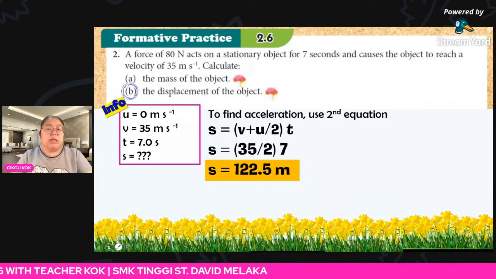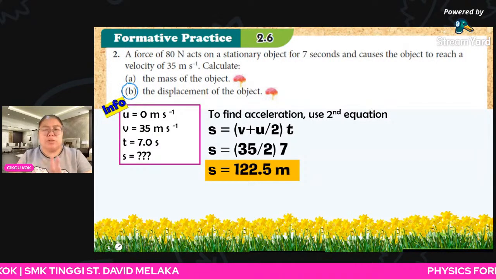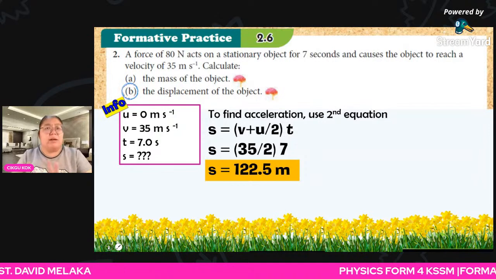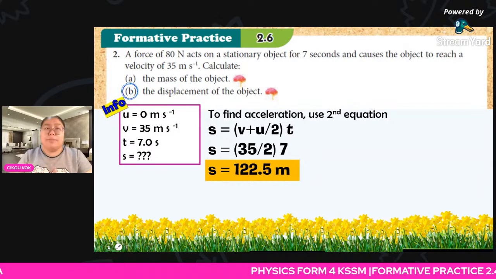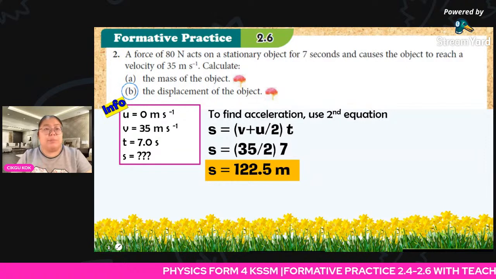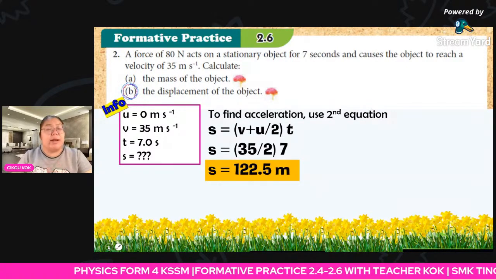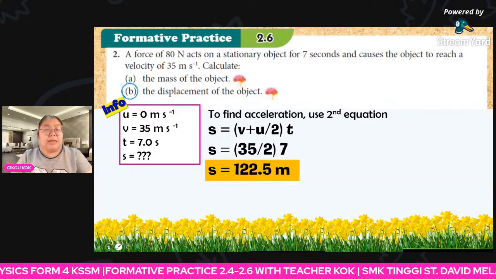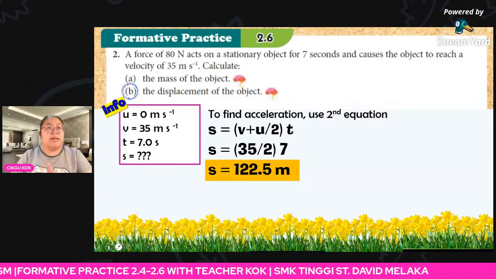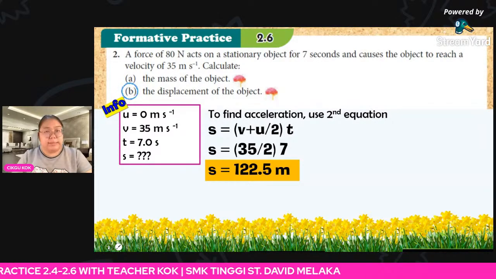122.5 meters. Let's say, for example, you say you don't want to use all this, and you use the acceleration from just now instead. Can you? Yes, you can apply it. The answer should be the same if your acceleration is correct. You can try it, and you should get the same displacement.